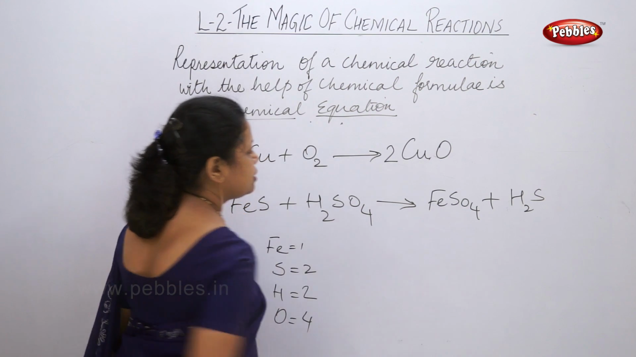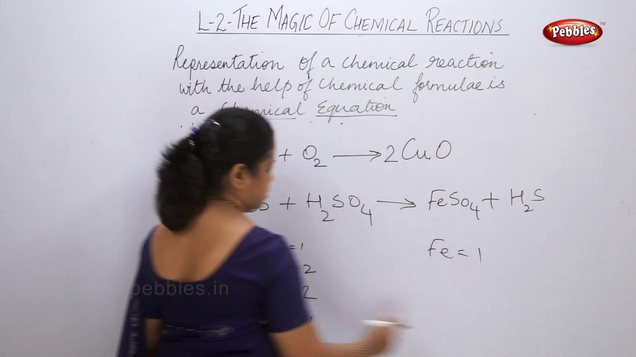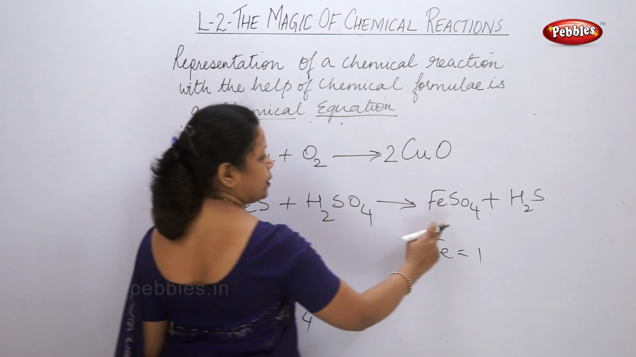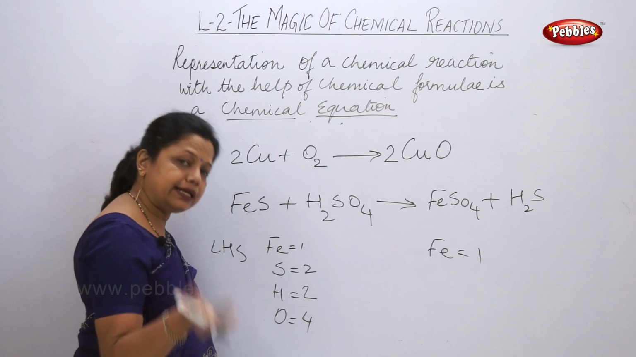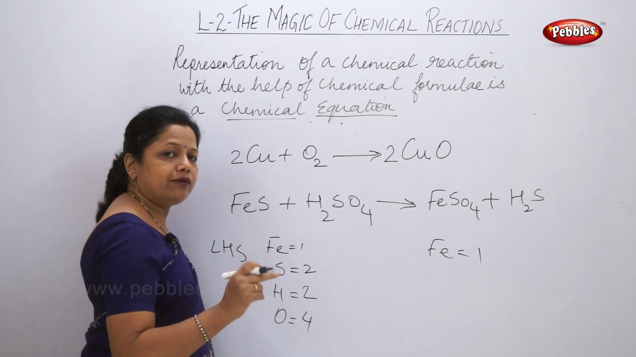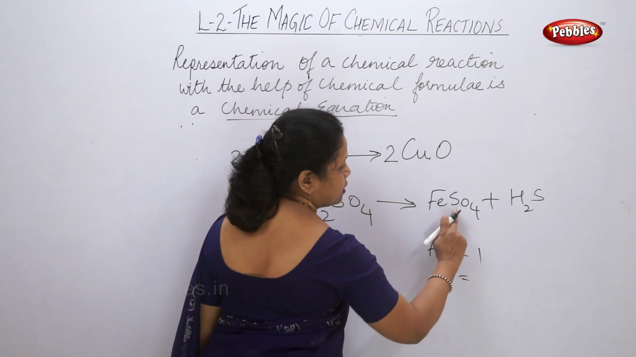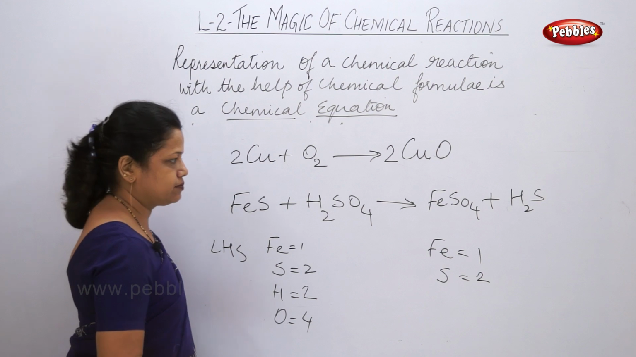Now here in the right side, Fe is how many? You can see it is 1. So Fe and Fe 1, correct. We have balanced it. How many S? 1 and 2. We have to see the total number of S on the right side. We don't only have to see the one formula. So S 1 and 2. Yes, it is balanced.